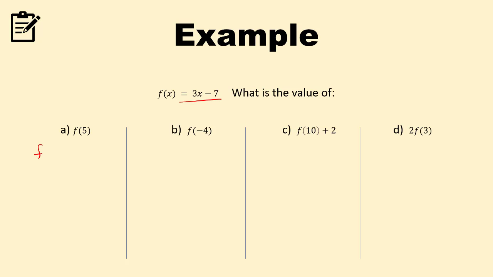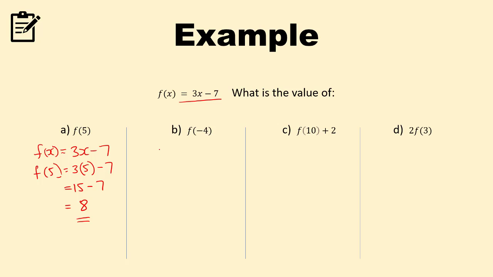So we have f of x as 3x minus 7. So f of 5 is going to be 3 times 5 minus 7. So basically you are substituting the 5 in the place of x. So let's go ahead and multiply and subtract 7. So 3 times 5 is 15, minus 7. 15 minus 7 is 8. And that's our answer.